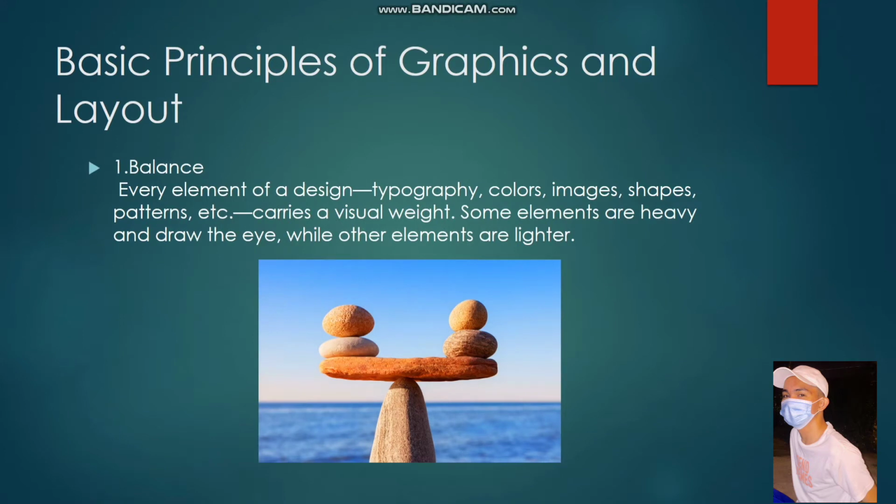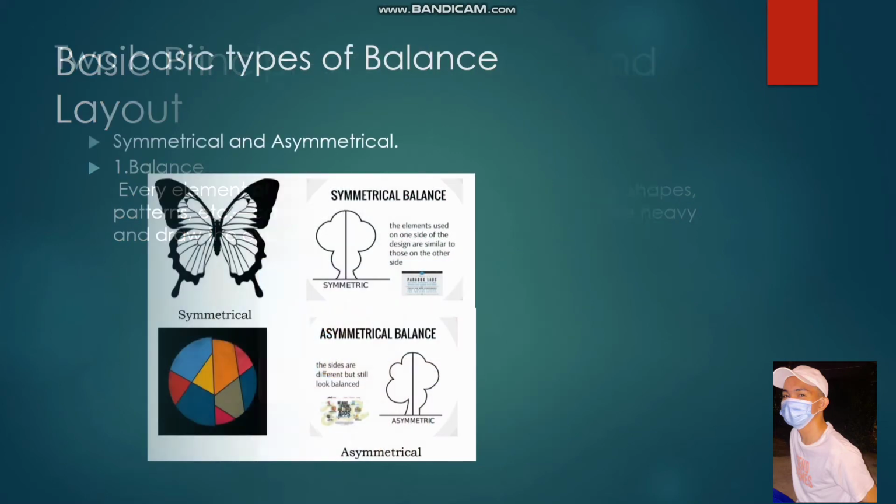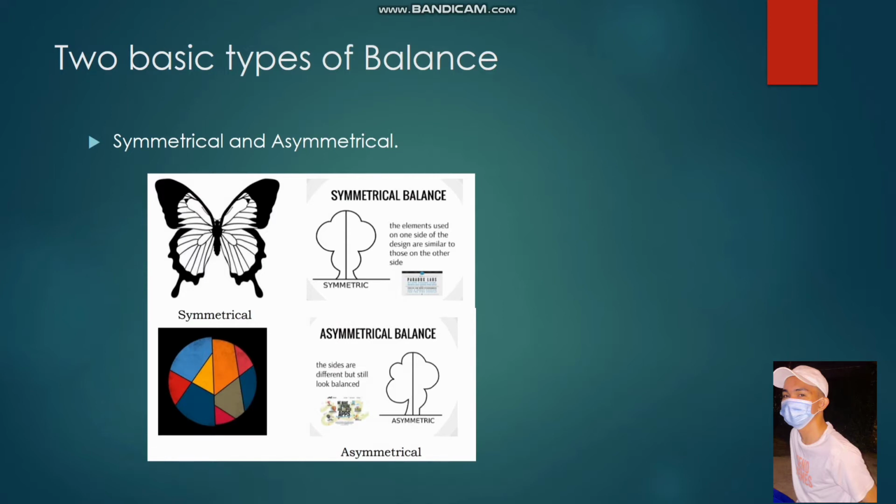First, that is balance. Every element of design, typography, colors, images, shapes, patterns, etc. carries a visual weight. Some elements are heavy and draw the eye, while other elements are lighter. There are two basic types of balance, symmetrical and asymmetrical. Symmetrical designs lay out elements of equal weight on either side of an imaginary center line, while asymmetrical balance uses elements of differing weights often laid out in relation to a line that is not centered within the overall design.